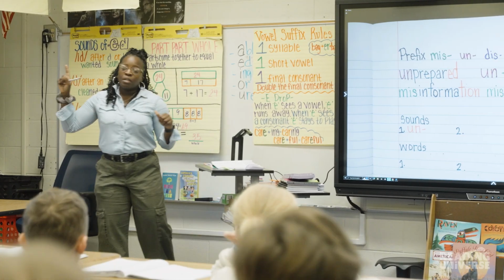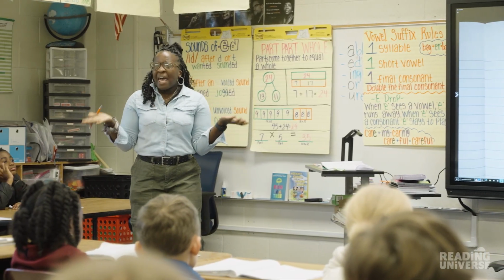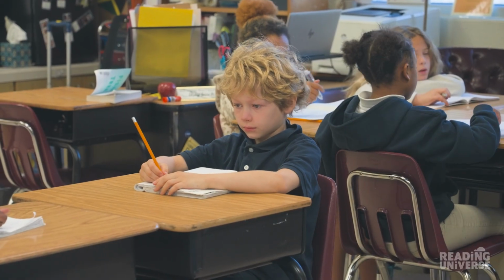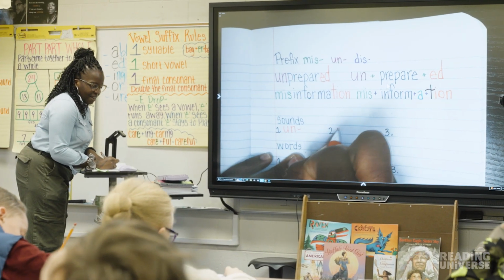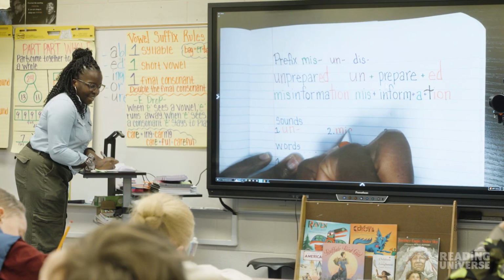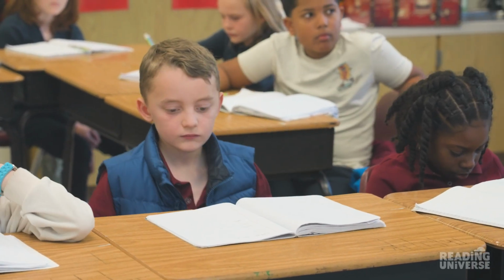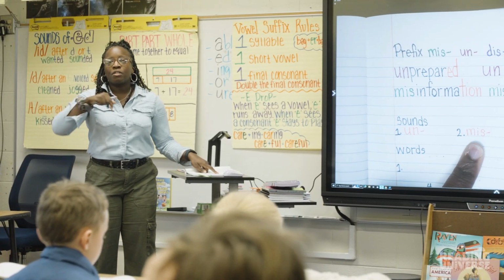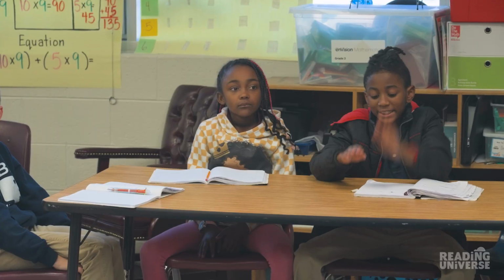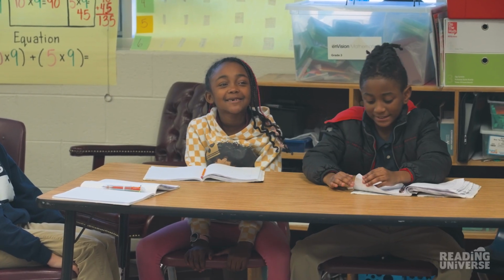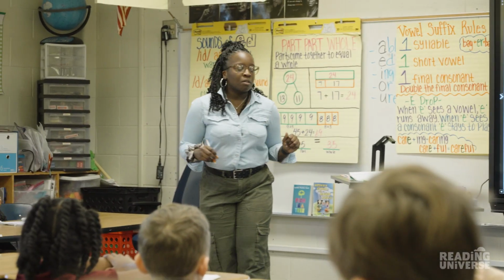Prefix number 2, this prefix means incorrect, wrongly, or badly. Go ahead and write your new prefix. Your prefix is prefix MIS. And don't forget, I put those little lines after my prefix because that lets me know that there's a base word that comes after it. So I put a little dash there, okay? Including the dash is important. It reminds students that prefixes can't stand alone and must be attached to a base word.